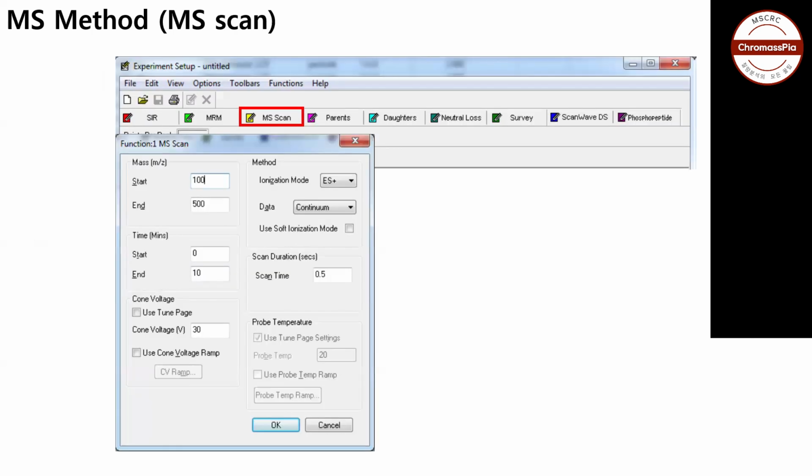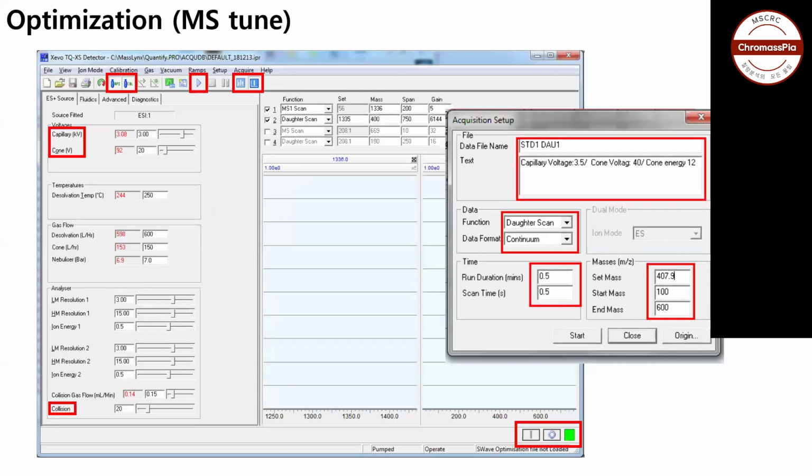Before this one? This one? Go one screen back. Yeah, this one, in the acquisition. Ah, you mean when we have to set the function as daughter scan and precursor scan? Yes. Until finding the cone voltage, we have to set it as the precursor scan, and when we are modifying the collision energy, then we have to change to a daughter scan.